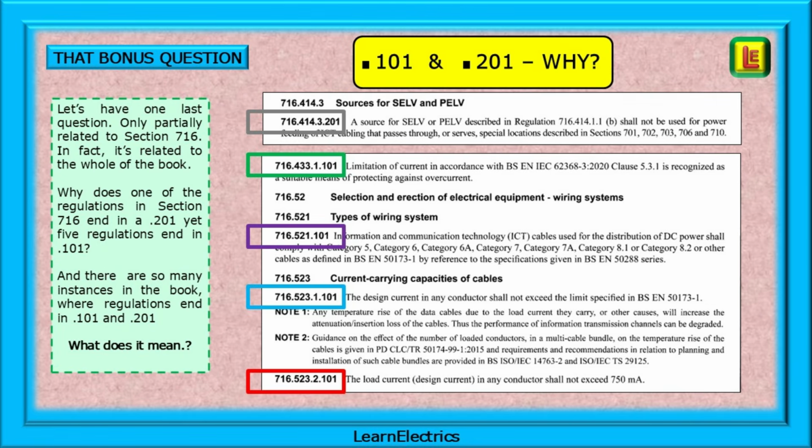Let's have one last question, only partially related to section 716. In fact, it's related to the whole of the book. Why does one of the regulations in section 716 end in a .201, yet 5 regulations end in .101? And there are many more instances in the book where regulations end in .101 and .201. What does it mean? Can you find the answer before looking at the next slide? Pause the video and have a go.